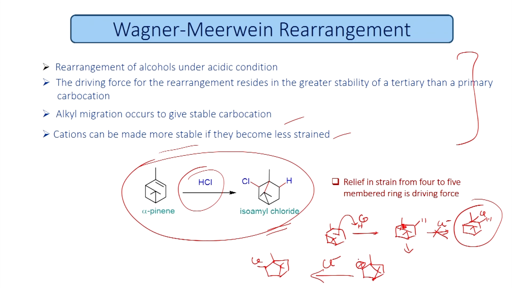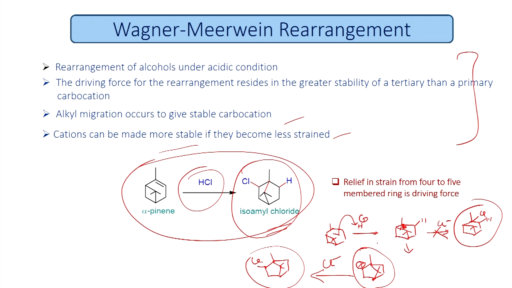When you convert the 4-membered to a 5-membered ring, it gets relief from the strain, because the 4-membered ring is more strained, and this carbon can migrate here. So now you generate a 5-membered ring, which is less strained compared to the 4-membered ring, and once you form this one, it can react with Cl minus and you will get this compound. So this is an example. As soon as you form the carbocation, it rearranges to give an intermediate carbocation, and in this case the ring strain plays a very important role. You form this secondary carbocation that reacts to give the product.